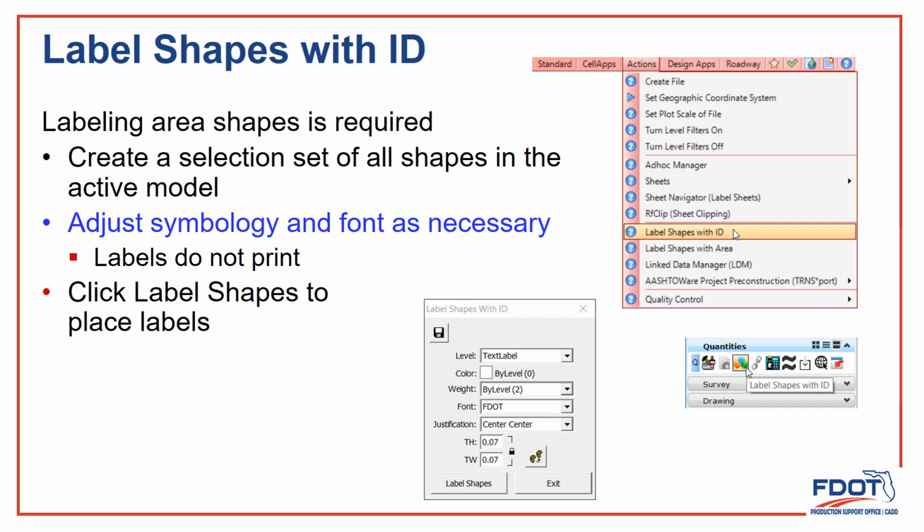Keep in mind that these labels do not print, so the text size may be adjusted to whatever looks good. Once you have the selection set and the dialog settings, just click Label Shapes, then review the results on the screen. Be sure to complete this process for each quantity shape model.